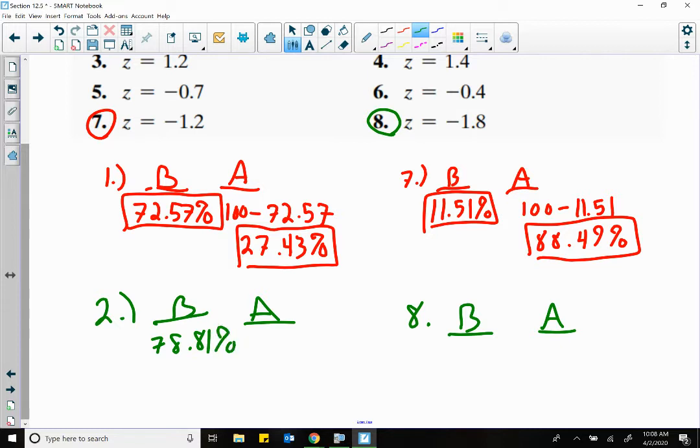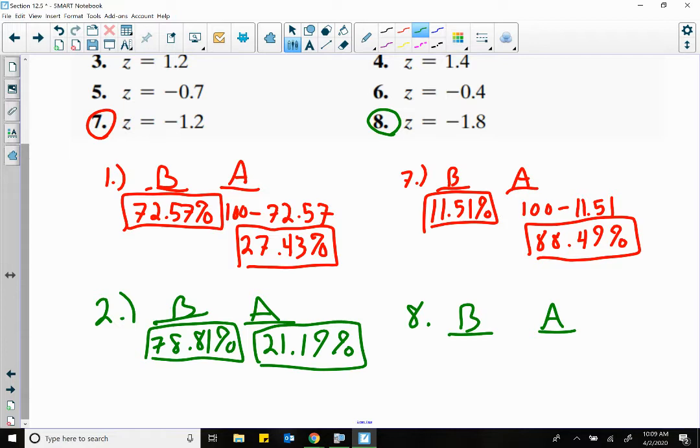78.81%. To get the above, we'll take 100 minus that, 78.81. And we find that the above is 21.19 percentage. And there you go.